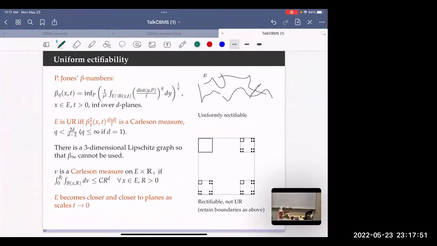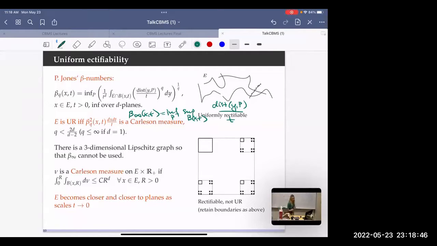So at every scale, you take the best plane possible and the marginal distance to that plane. There is an LP version here, but just think of beta infinity. Beta infinity of x, t would be: you take the infimum over all planes of the normalized distance, the supremum on the ball of radius t centered at x of the distance from the point to this plane, normalized by t. So you take the distance to the best possible plane, and the plane changes, it depends on x and t. But the point is as follows.